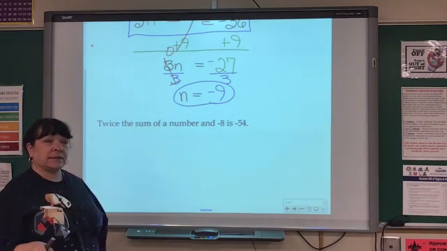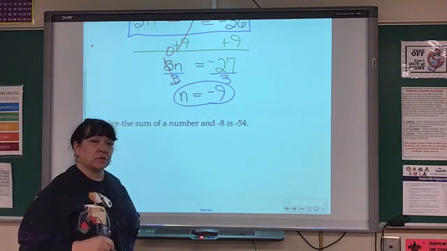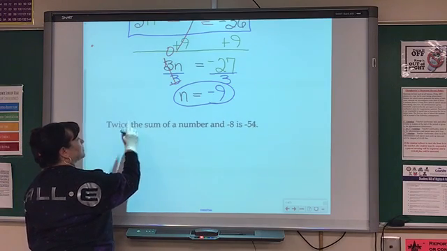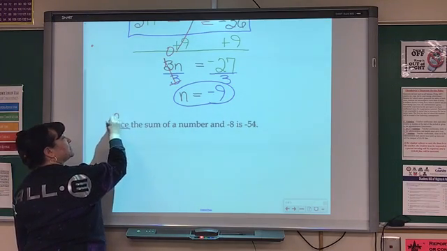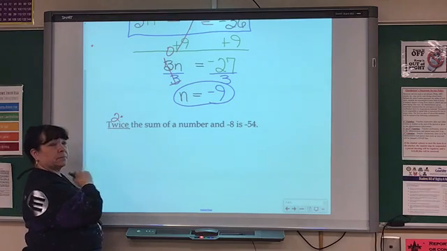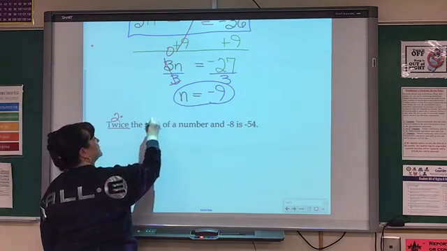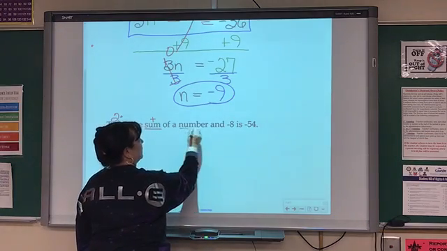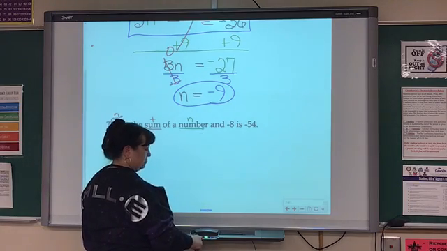Now, if we're looking at those, we have some clues in here. Twice, that's a clue. Twice means 2 times something. We have the sum. Sum means addition. A number, something we don't know, so we're going to use n. And negative 8 is negative 54.